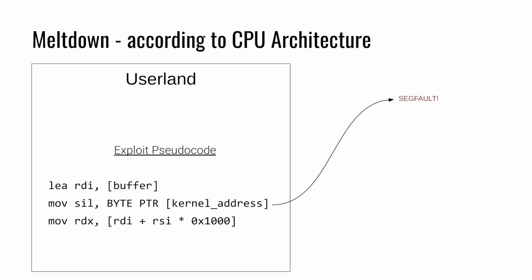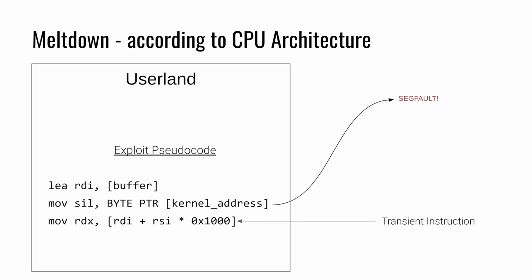And it tries to access a byte from the kernel. Now, in our traditional view of how assembly is run, this will clearly segfault. The userland process does not have permissions to access this kernel memory address, and so it segfaults. But now that we've had this discussion about transient instructions, what do we know?